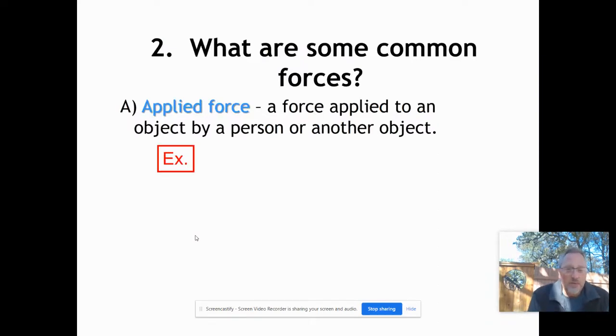Okay, there's some common forces. Don't worry about those numbers. The number 2 that goes with a lab sheet that you would normally fill out with it. Man, it's gonna be hard.